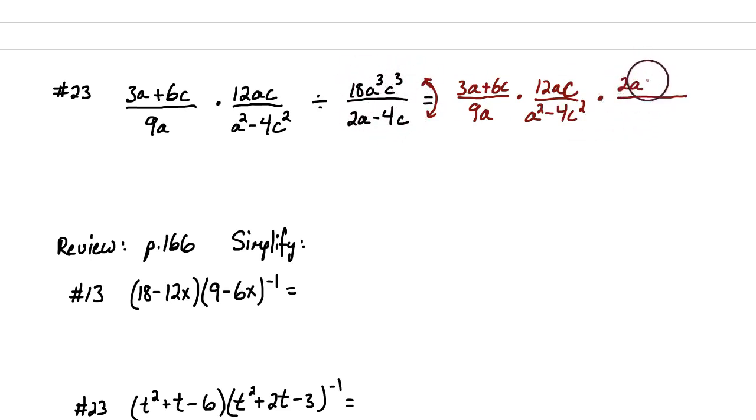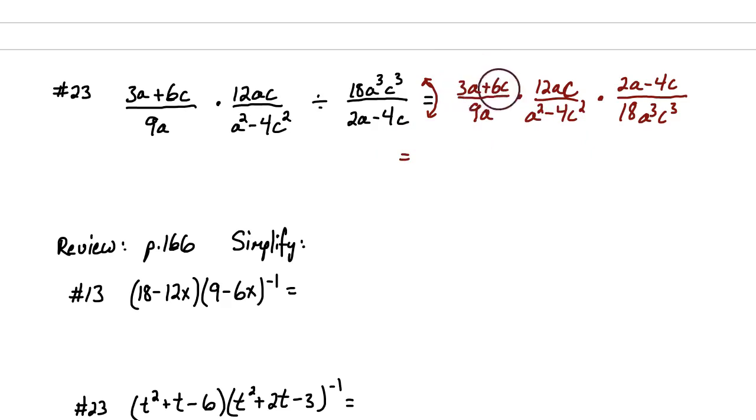It will become 2a minus 4c on top and 18a cubed c cubed on the bottom. Before we actually multiply, let's do any reducing. But some of these are binomials, like this one over here, this one down here. We have to factor those before we can reduce them.